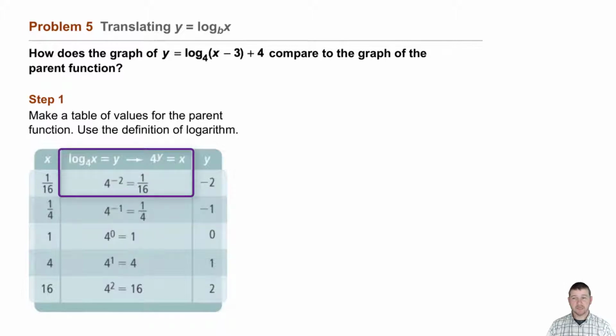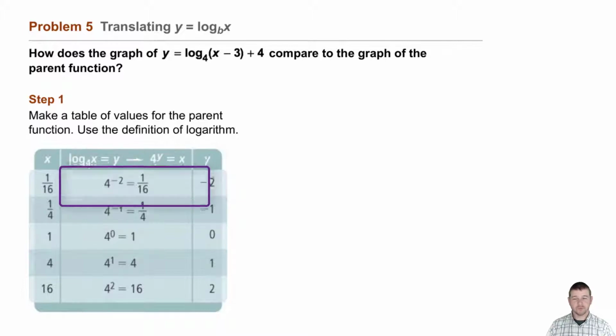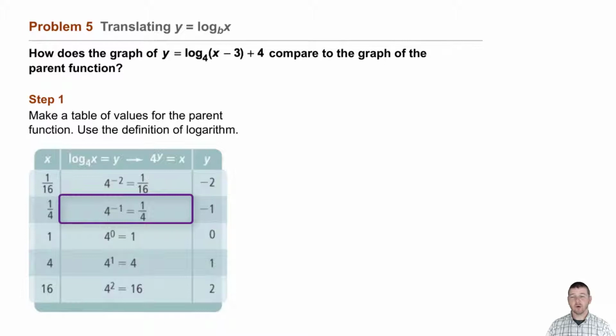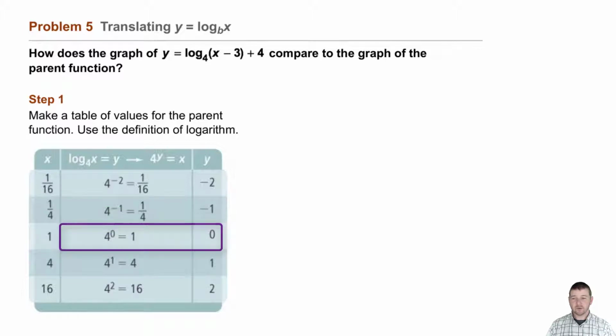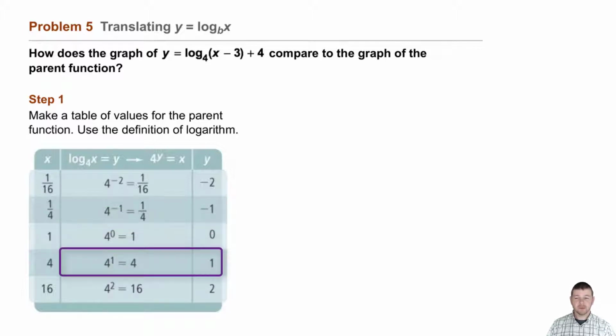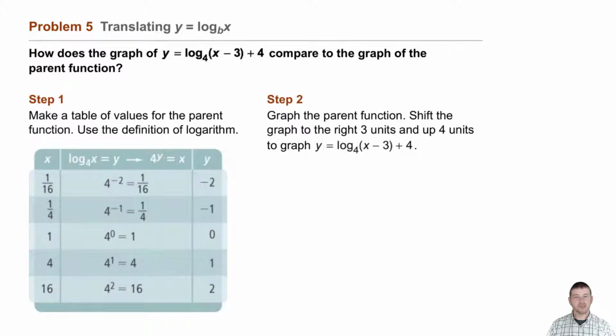So 4 to the negative 2 power equals 1/16, indicating that y equals negative 2. 4 to the negative 1 power is 1 over 4, indicating that y equals negative 1. 4 to the 0 power is 1, so y equals 0. 4 to the first power is 4, so y equals 1. And 4 squared is 16, so y equals 2. Step 2. Graph the parent function.